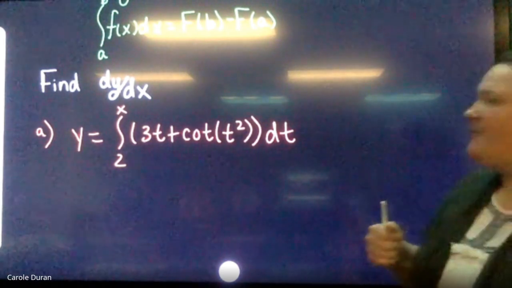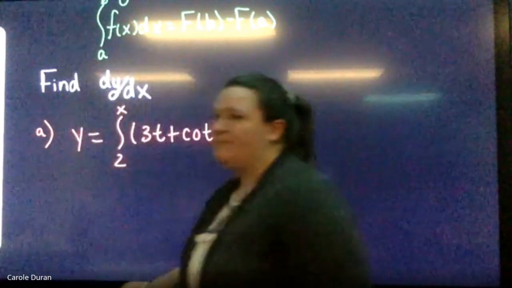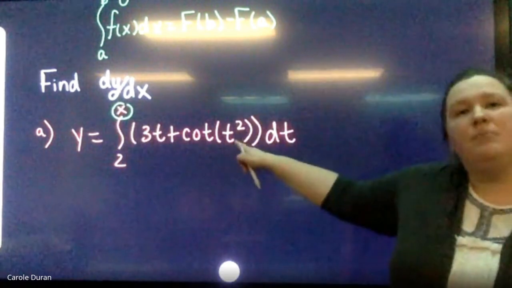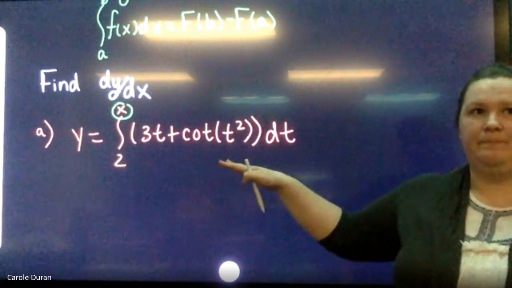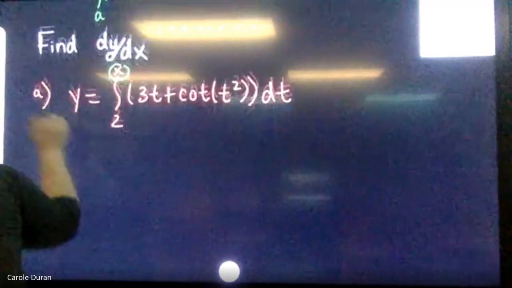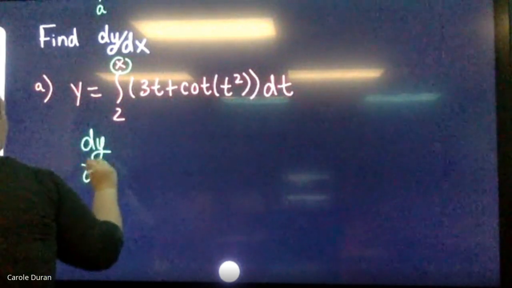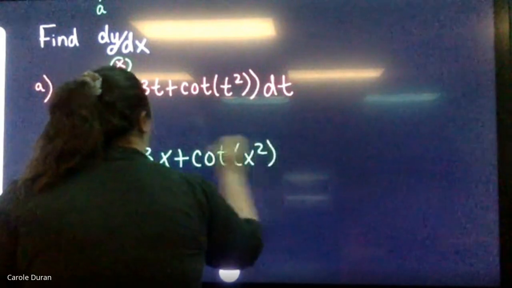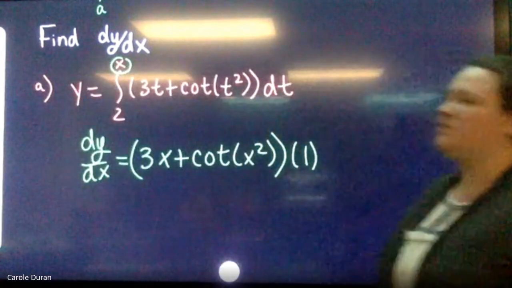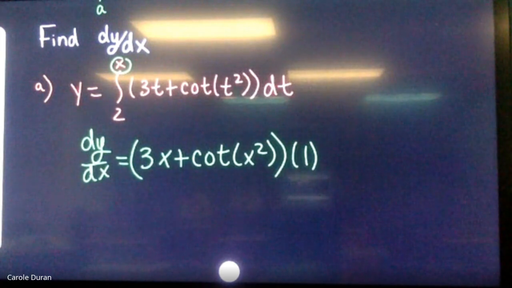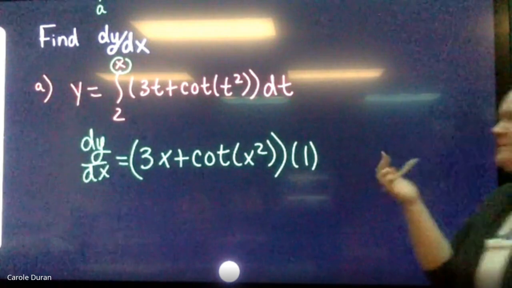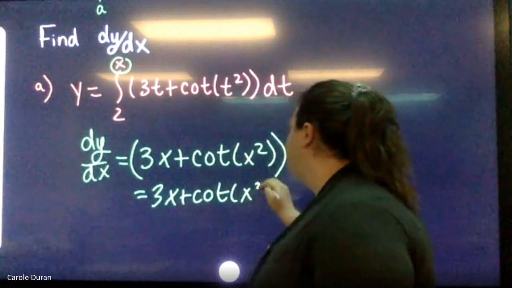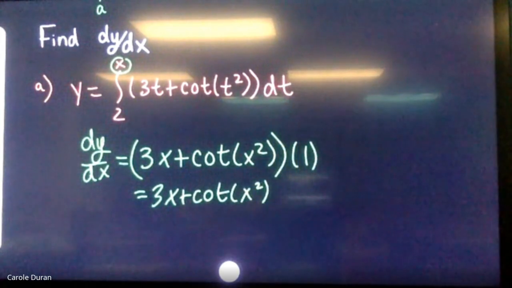Leibniz's rule says that if I have a variable in my integral, to solve the problem, I plug the variable into the function and then multiply by its derivative. So dy/dx here is going to equal 3x plus cotangent of x squared, all times the derivative of x, which is 1. Of course, we simplify it out, and it just becomes 3x plus cotangent of x squared. And now I have the derivative in terms of x.